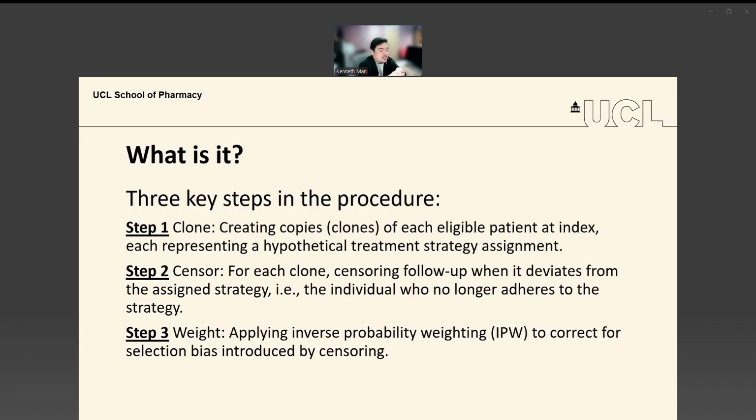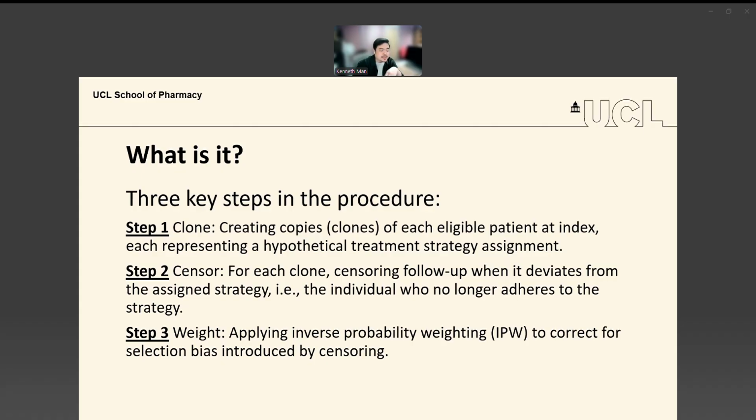And step number three is weighting. It's carried forward from step two, because the censoring in step two is an artificial censoring that could potentially induce selection bias. That's why we do the weighting afterwards, to upweight those who were still adhering to the assigned treatment strategy, in order to minimize the selection bias accordingly. So that's in text, in context.